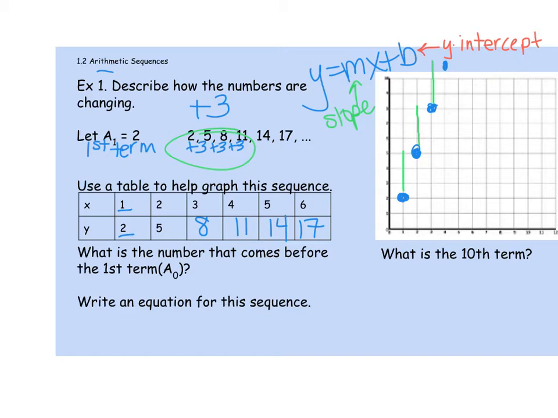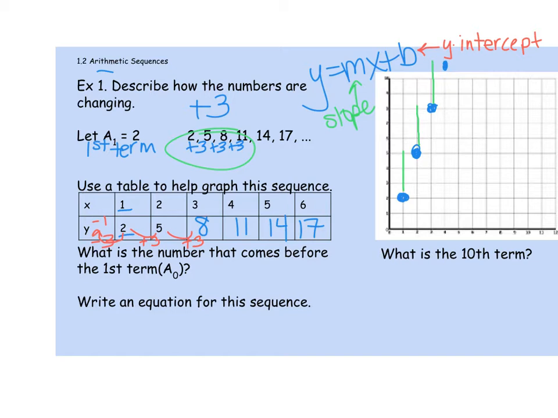So I'm going to go back down to this question right here. What is the number that comes before the first term? Okay, so let's think about this. We're focusing on this y-intercept, okay? So here, going from 2 to 5, we're adding 3, right? 5 to 8, we add 3. 8 to 11, we add 3. So what would I do if I went backwards? If I'm adding 3 going to the right, I'm going to subtract 3 going to the left. 2 minus 3 is -1.